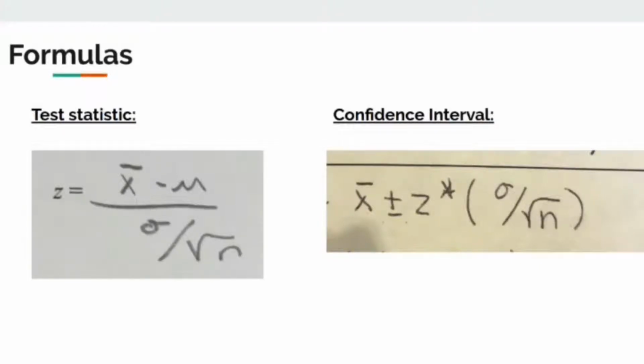Then you draw your curve, and you can either solve this by hand or use your calculator and run a z-test, and you're going to get a z-value and a p-value. So as I said before, if the p-value is greater than your significance level, you fail to reject the null hypothesis, and if the p-value is less than the significance level, you reject the null hypothesis.